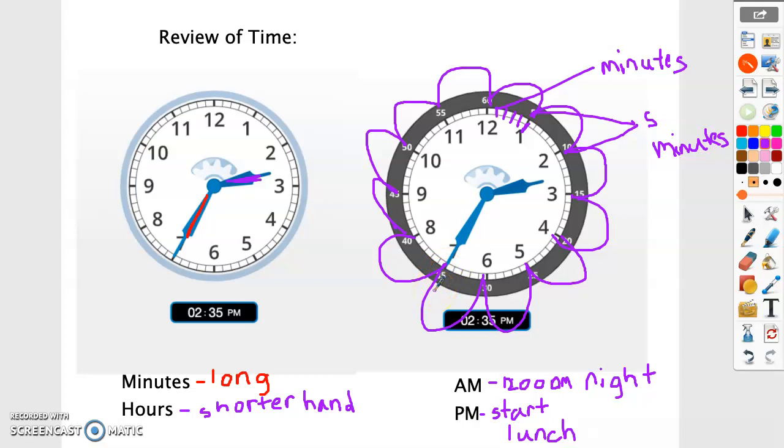Okay? And the last thing I wanted to talk to you about in reviewing the clock is on a digital clock. When we write on a digital clock, we write the hour, then we put 2 dots, and then we put the minutes. So that's how we look at a digital clock. This is just a little review between an analog clock and a digital clock. What we're going to do is continue working on our lesson today, and we're going to be looking at time to the nearest hour.